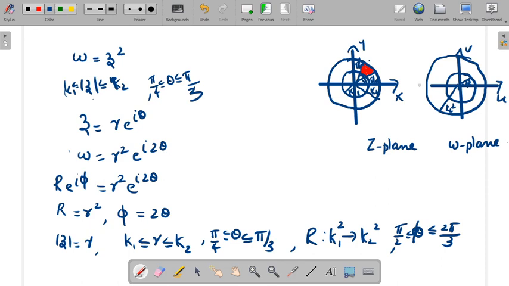ആൻഡ് 2 pi by 3 ഇവിടെ എത്തുമ്പോൾ നമുക്കറിയാം ദിസ് ബിക്കംസ് പൈ. പൈ ആണോ 2 pi by 3 ആണോ ചെറുത്? 2 pi by 3 ആണ് ചെറുത്. സോ വി ഹാവ് the sector from k1 to k2 radius. ഇതാണ് k1, ഇതാണ് k1 square, k2 square, and the angle from pi by 2 to 2 pi by 3. അപ്പോൾ ഇതാണ് നമുക്ക് ആ സെക്ടറിൻ്റെ ഏരിയ വരുന്നത്.